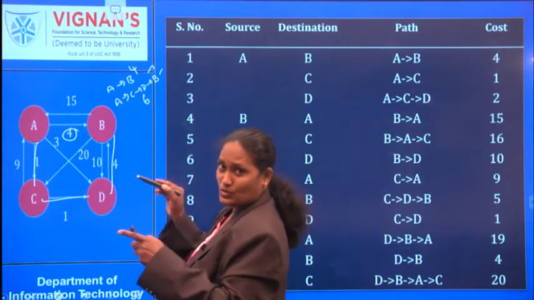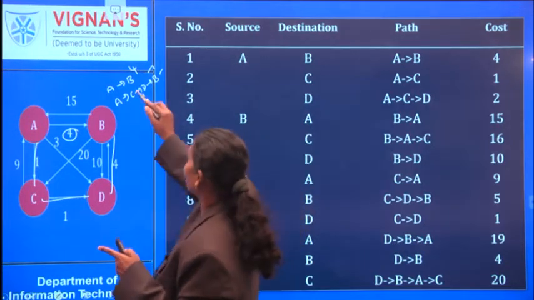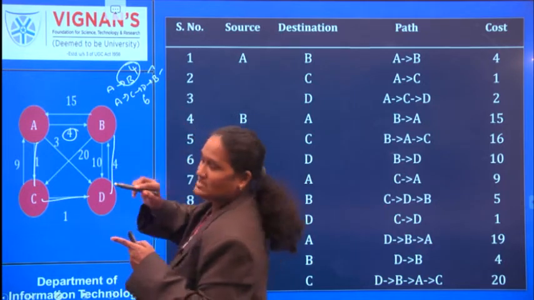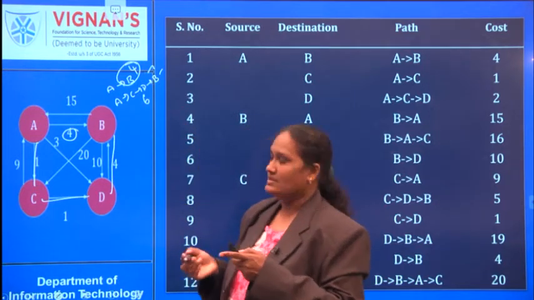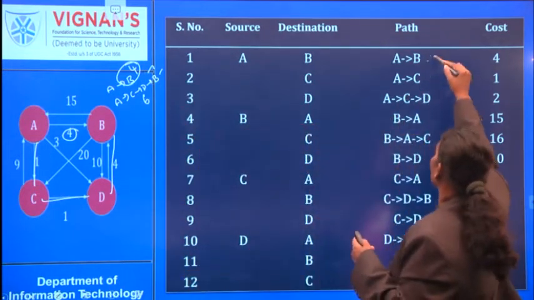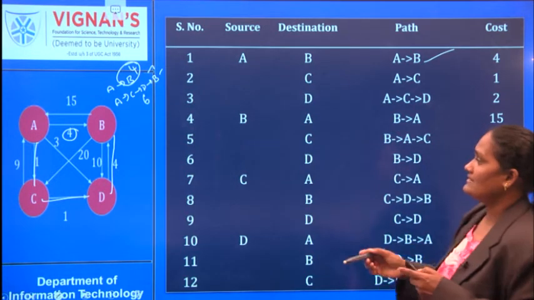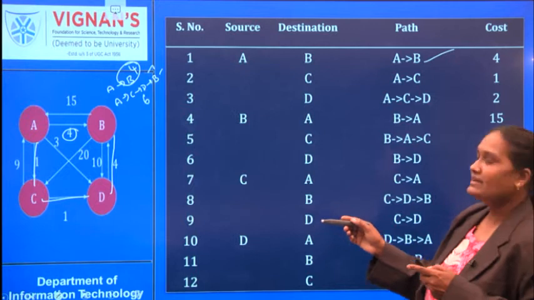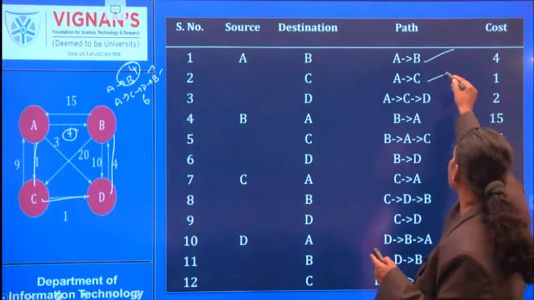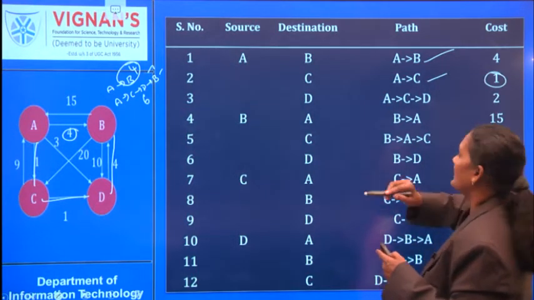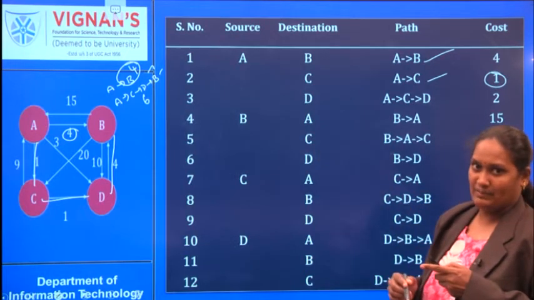So out of these two, which becomes the shortest path? This becomes the shortest path since its cost is less. So here I represented its shortest path is A to B and its cost is 4. In the same way, A to C. We can reach C from A with a cost of 1. So here also there is a direct path.